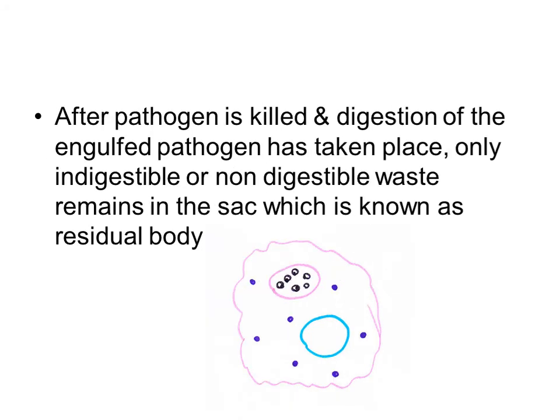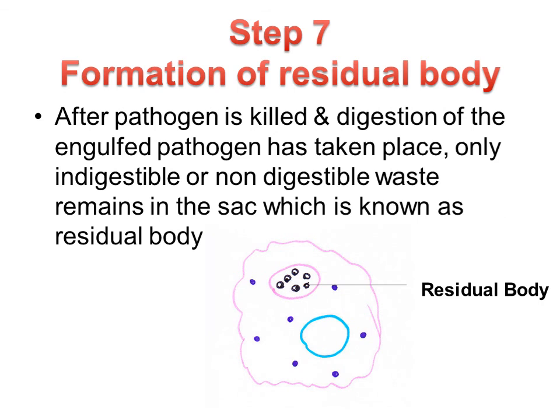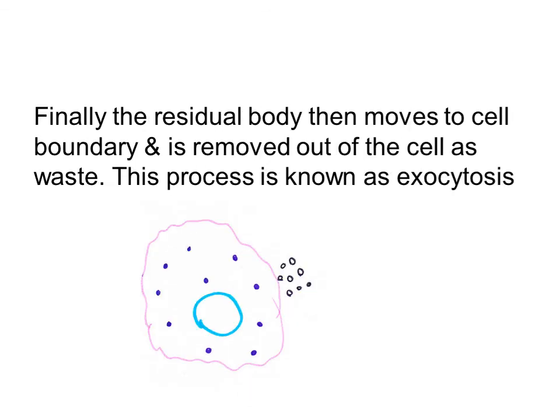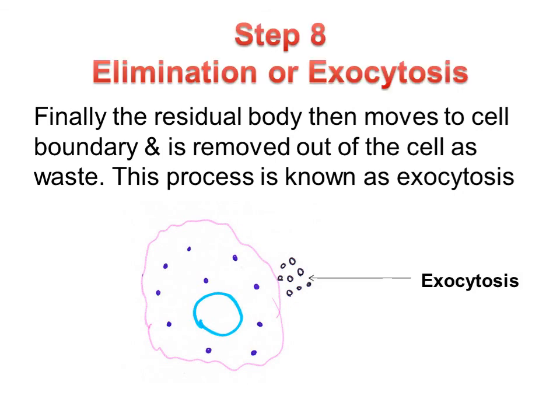After the pathogen is killed and digestion of the engulfed pathogen has taken place, only indigestible or non-digestible waste remains in the sac, which is known as residual body. So step 7 is formation of residual body. Finally, the residual body then moves to the cell boundary and is removed out of the cell as waste. This process is known as exocytosis. So step 8 is elimination or exocytosis.